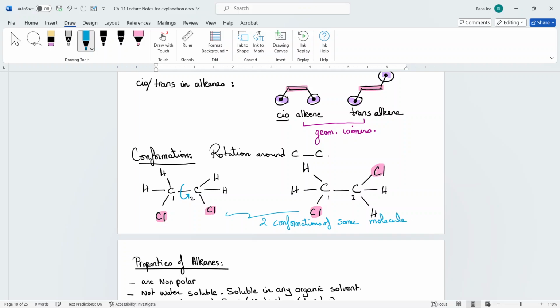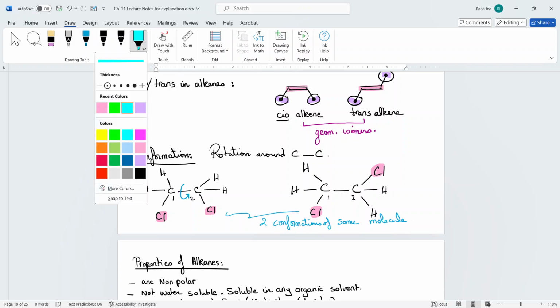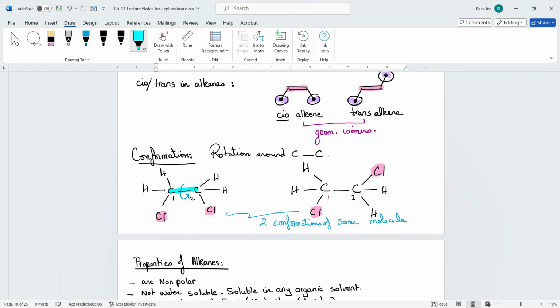It's just like you are rotating it around the carbon single bond carbon, and you are viewing it differently based on the orientation of these two chlorines. Again, this is not cis, not trans, because cis and trans exist only around the cycle or a double bond. So if you have a rotation around the carbon single bond carbon, this will be called conformation.